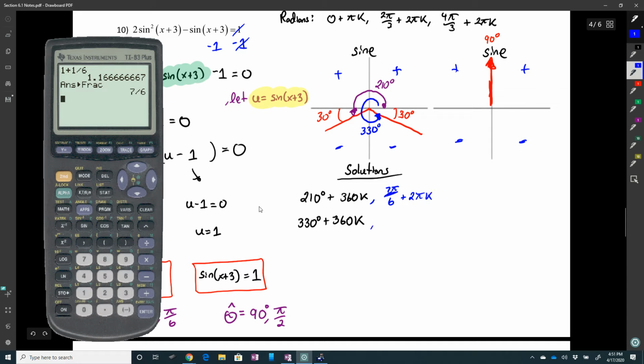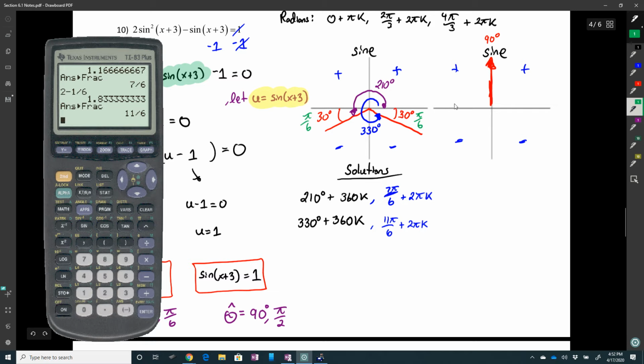And then the other one's 330. Well, that's a full 2 pi minus a sixth. That's 11 pi over 6 plus 2 pi k. Okay, so these are the degree answers. These are the radian answers. I didn't want to clutter the screen, but remember these are pi over 6. That's why I was adding or subtracting 1/6. And then I just stick the pi in the answer.